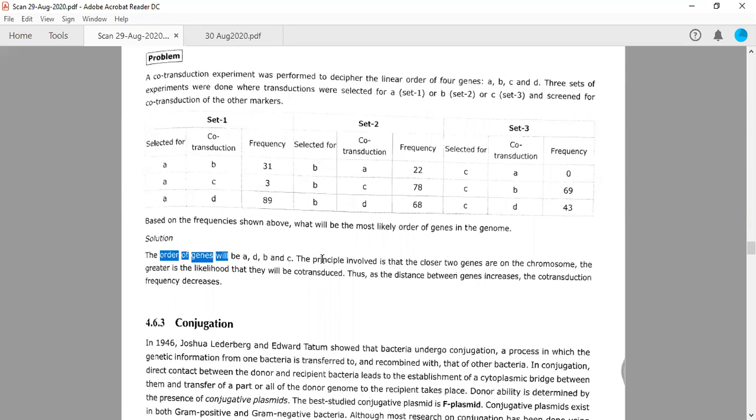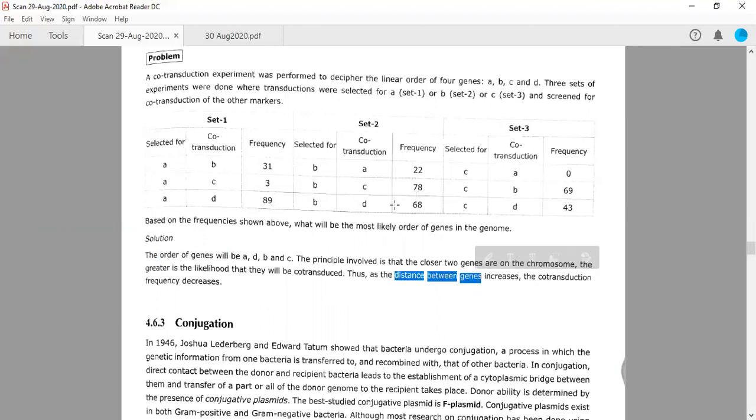The principle involved is that the closer the two genes are on the chromosome, the higher the frequency of their coming together in a single bacterial cell. They may be present on the same fragment of DNA of the bacterial chromosome, and they will transform the cell. They will show the phenotype in the recipient cell. So the co-transduction frequency decreases with the distance between the two genes.